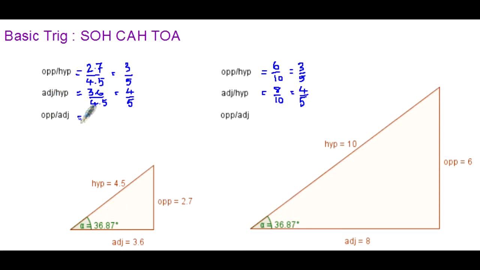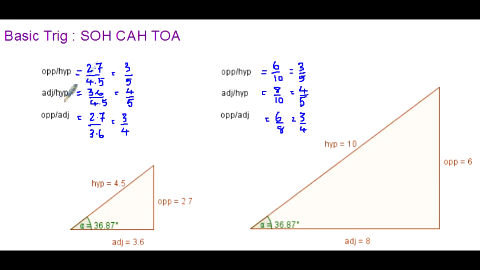And finally, the opposite side divided by the adjacent. I have 2.7 in my smaller divided by 3.6, and that's equal to 3/4. And in my larger triangle, opposite divided by adjacent is 6 over 8, and again that easily cancels down to 3/4. So we can see that these ratios for the same angled right angled triangles, one is an enlargement of the other, they're both similar.